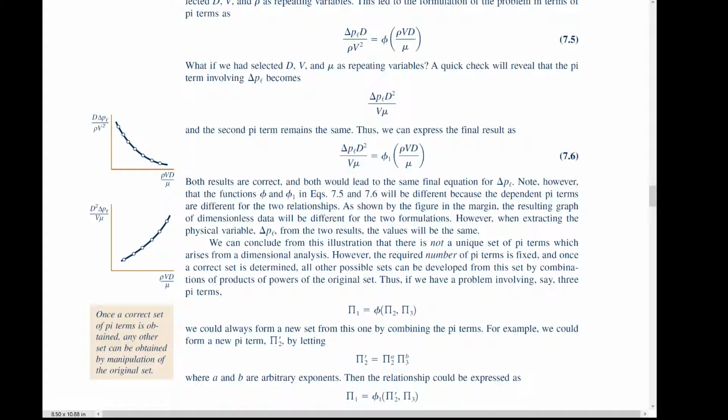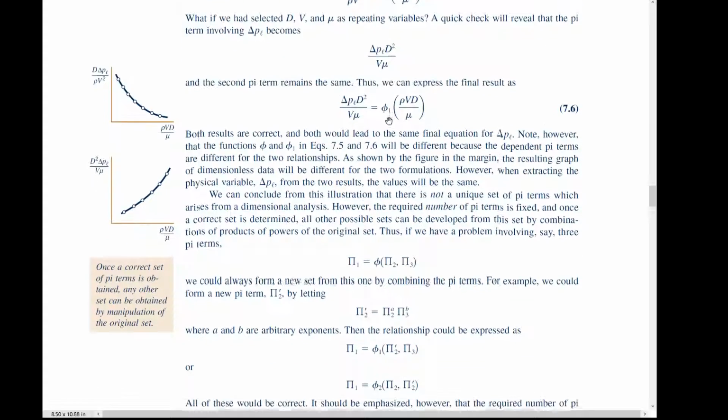Both results are correct and both would lead to the same final equation for delta p sub L. However, note that the functions phi and phi 1 in equations 7.5 and 7.6 will be different because the pi terms are different for the two relationships. As shown by the figure in the margin, the resulting graph of dimensionless data will be different for the two formulations. However, when extracting the physical variable delta p sub L from the two results, the values will be the same.